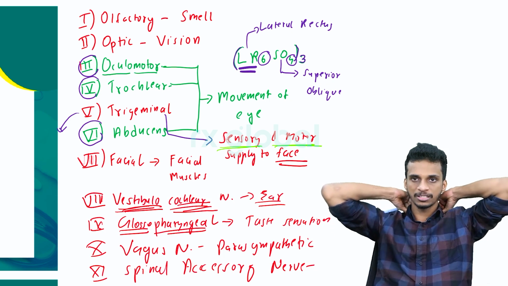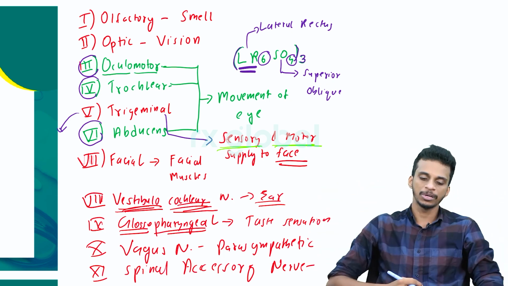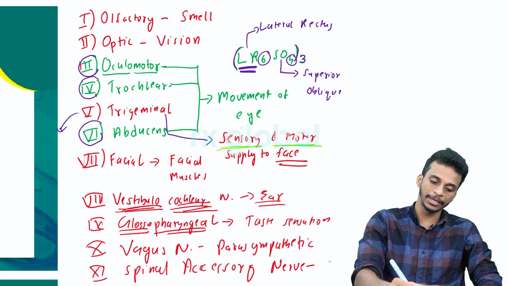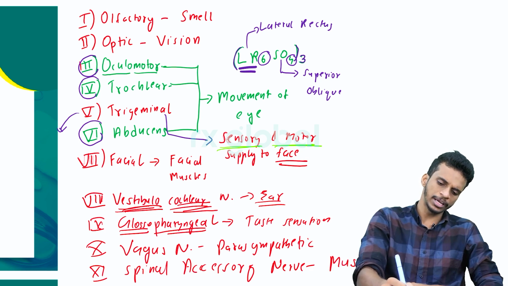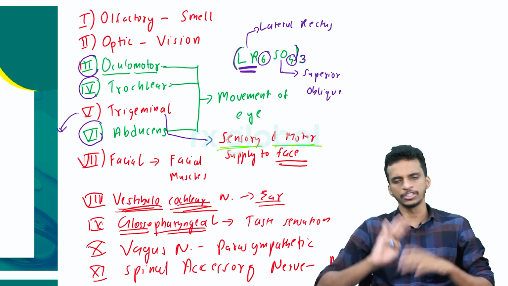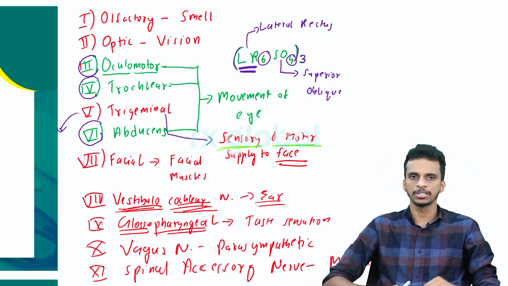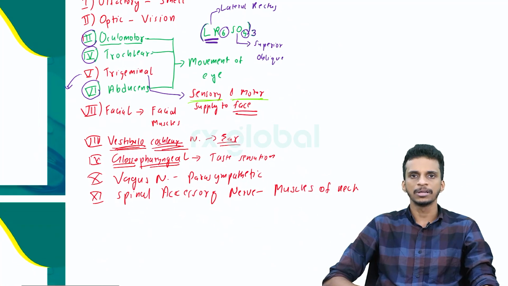So this muscle, that is trapezius, and this muscle, that is sternocleidomastoid. These two are supplied by the spinal accessory nerve. So I'll just write: it supplies the muscles of the neck. At this point, that's sufficient. Okay, no need of the names of the muscles. The spinal accessory nerve supplies the muscles of the neck.